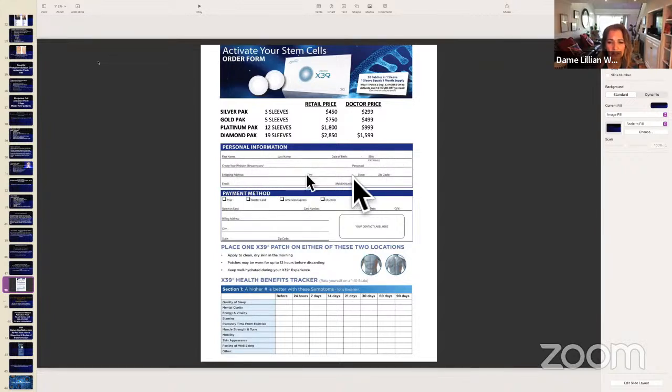Then their shipping address, city, state, zip, email, mobile, and then their payment information. And then that's it. As soon as they send that, now you can go into your back office and you can enter this information so that people can get this 40% savings.